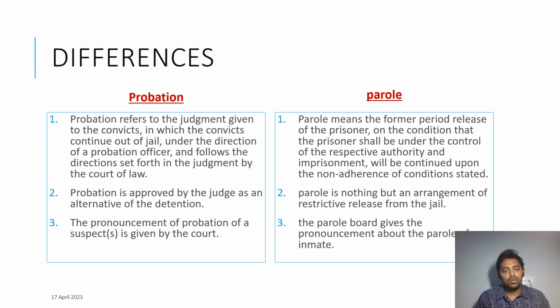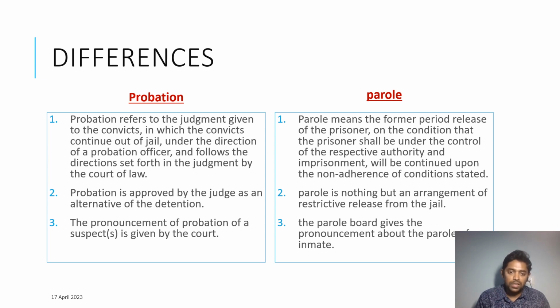Differences between probation and parole. Probation refers to the judgment given to convicts in which the convicts continue out of jail under the direction of the probation officer and follow the directions set forth in the judgment by the court of law. Parole means the early release of the prisoner on the condition that the prisoner shall be under the control of the respective authority, and imprisonment will be continued upon non-adherence to the conditions stated.